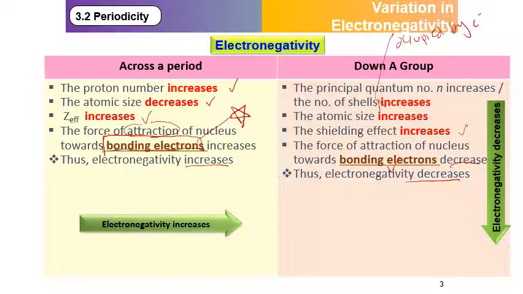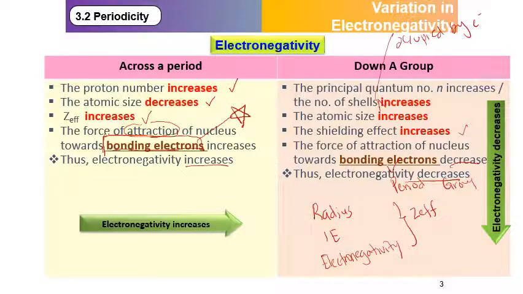So far we have already discussed radius, ionization energy, and today we continue with electronegativity. Always across the period, you will notice that we always use the factor of effective nuclear charge, while going down the group, we always use the factor of shielding effect. So do keep in mind, always use effective nuclear charge to explain variation across the period and shielding effect when going down a group.